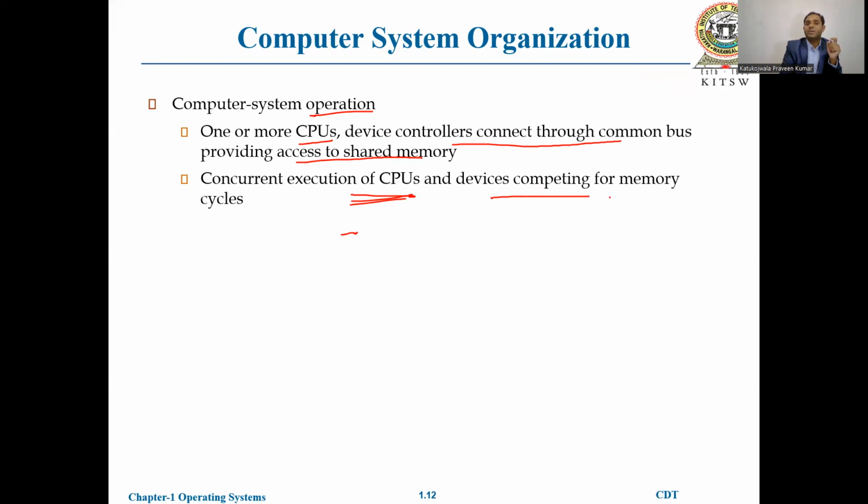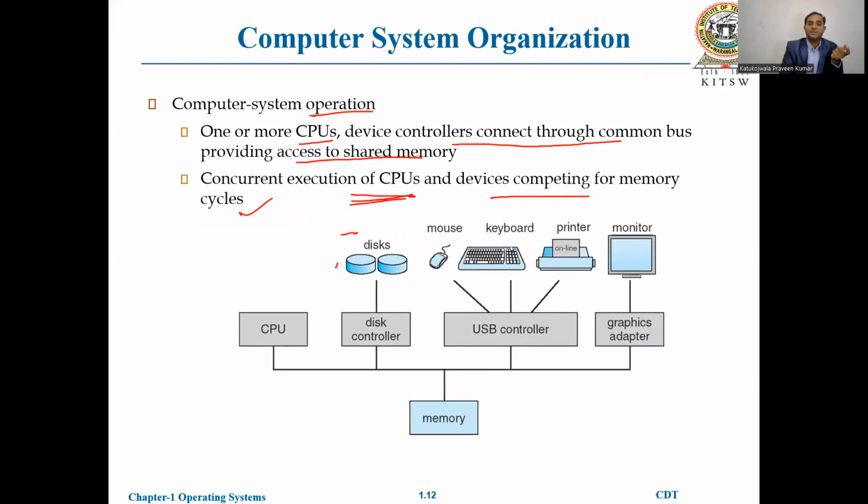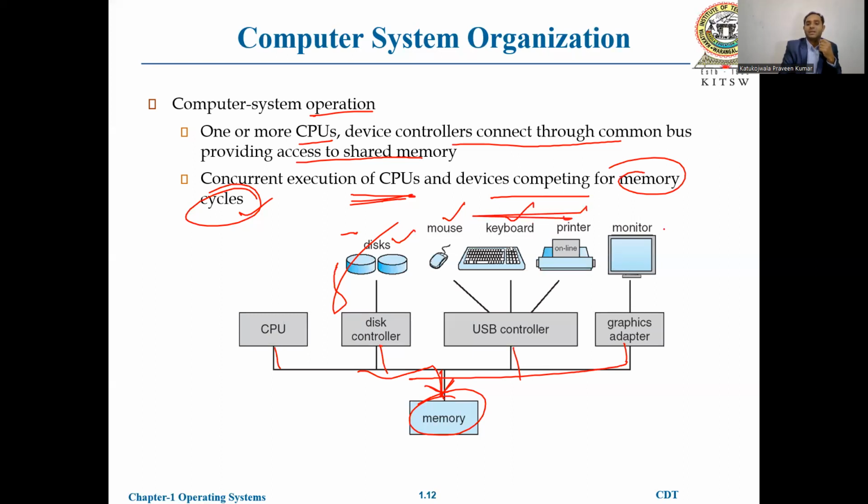Concurrent executions of CPU and devices competing for memory cycle, right? Generally there is more than one process going to execute, so there is competition for memory sharing. How to share this memory, that is what happens. This is a memory pool, which the CPU, disk controllers, USB controllers, and graphics adapters all utilize. These are the disk controllers, input-output devices. You can connect a mouse, keyboard, and printer all by using USBs. And this is a monitor, graphics adapter, right? These all will use memory.